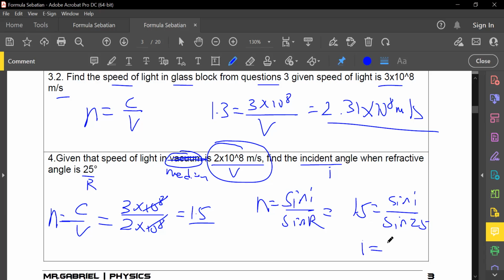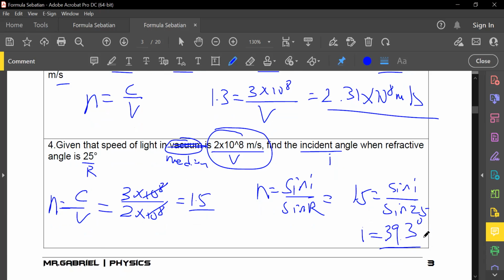Huh? 0.01. Definitely not. How much? 39. 39.3. Yeah, assuming the calculation is correct. You're supposed to get 39.3. Very good. Okay, you're supposed to get 39.3, guys.